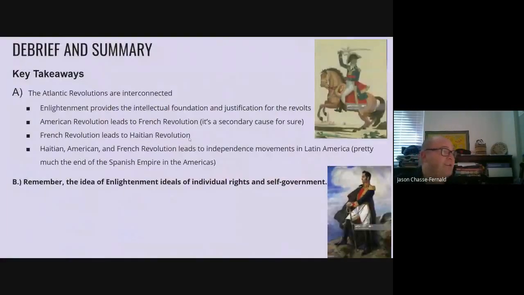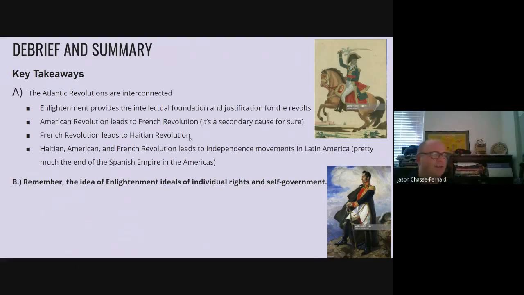All right, so let's wrap this up. The Atlantic revolutions are interconnected. Enlightenment provides the intellectual foundations and justifications for these revolts, and the American Revolution will result in the French Revolution, and the French Revolution is going to directly lead to the Haitian Revolution, and the American, French and Haitian Revolutions will result in the Latin American revolutionary movements.